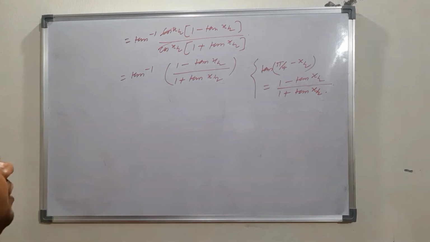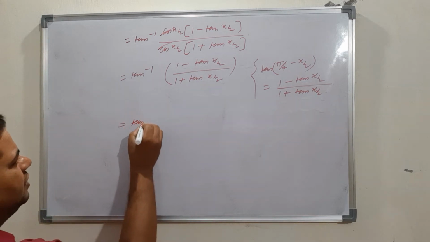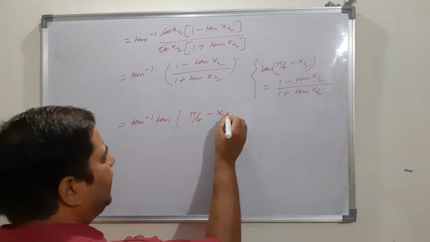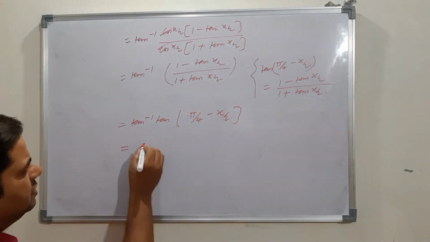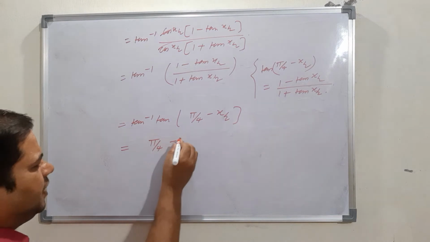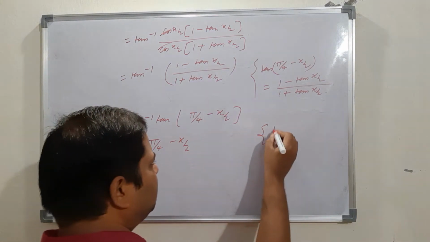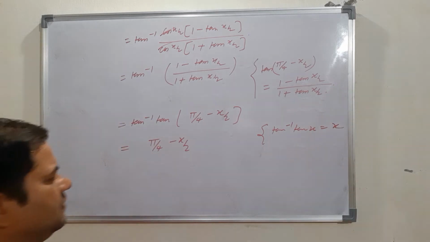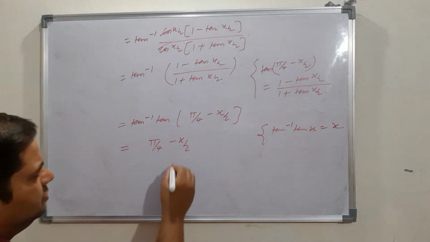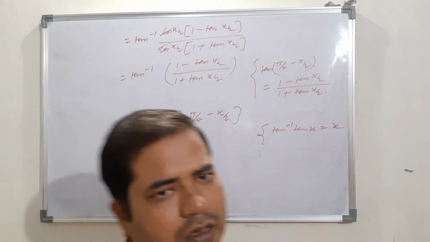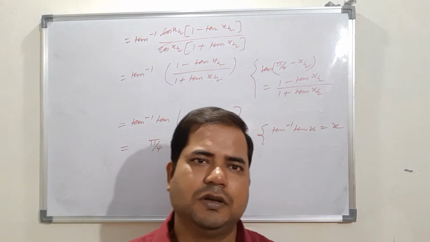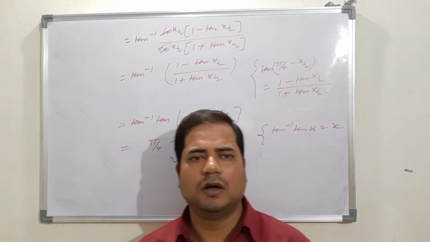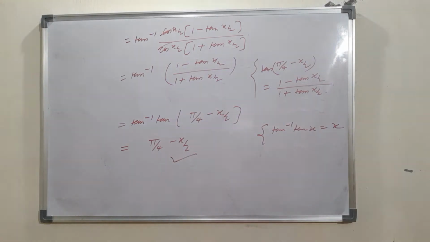So we'll use the formula. This is tan inverse tan of pi by 4 minus x by 2, so this is simply pi by 4 minus x by 2, as you know tan inverse tan x is equal to x. So this is your simplest form for that particular question. In the same manner, we have to proceed to other questions. So please see.